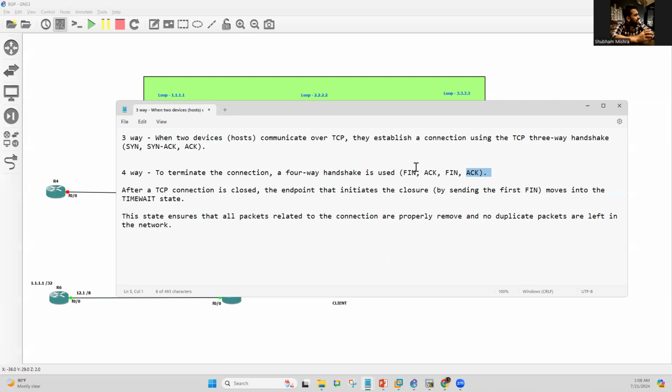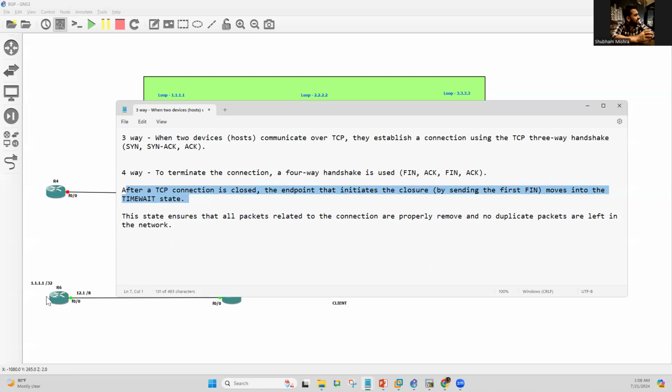Clear? Anyone? Now, please read this line, guys. After a TCP connection closes, the endpoint that initiates the closure by sending the first FIN moves into the time wait state. Please read this line, very important. Guys, let's suppose this is R1, this is R2.